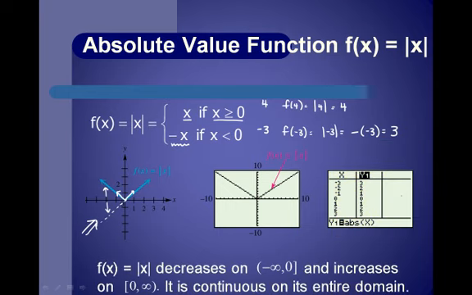Now, f of x equals the absolute value of x decreases on the interval from negative infinity to 0, meaning it decreases up until we hit x is 0, and then from 0 forward it increases, which means it goes up. And again, absolute value is continuous on the entire domain.